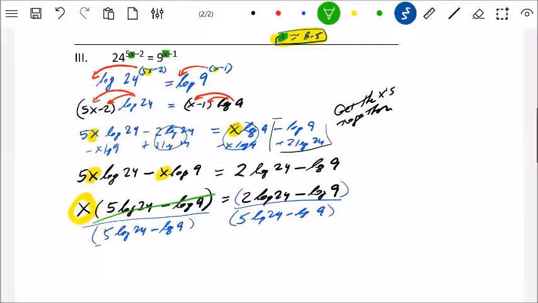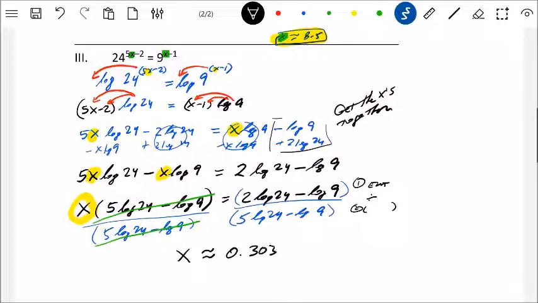This whole thing is canceled out by this whole thing because they're the same. And so what we get is the x by itself. And then when you put all of that in the calculator, this is the first step, get it all, press enter, then do divide, and then put in parentheses the other thing. Make sure you put in parentheses, be very careful with that. And then you get 0.3037.